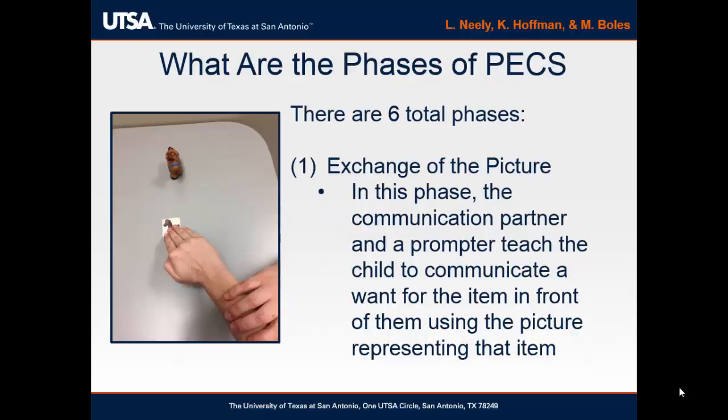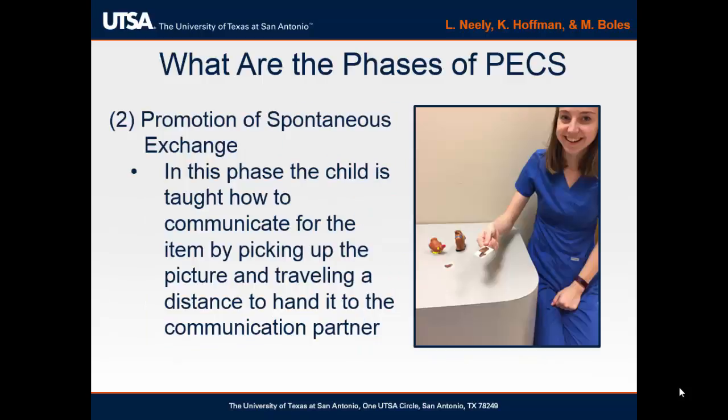So let's review the phases of PECS. There are 6 total phases of PECS. In the first phase, you will teach the exchange of the picture. In this phase, the communication partner and a prompter teach the child to communicate a want for an item with the item placed in front of them, using the picture representing that item. The second phase is to promote the use of spontaneous exchange. In this phase, the child is taught how to communicate for an item by picking up a picture and traveling a distance to hand it to their communication partner.